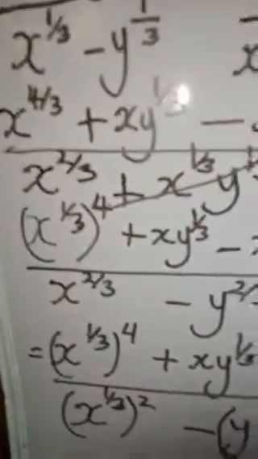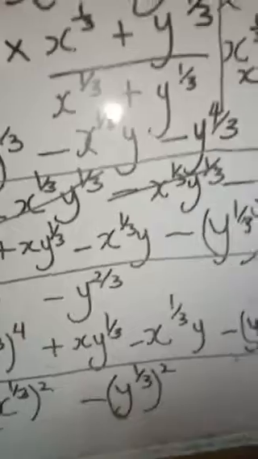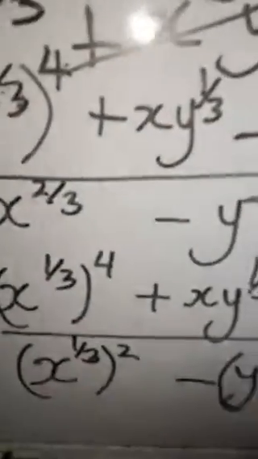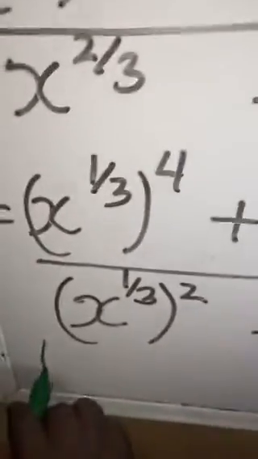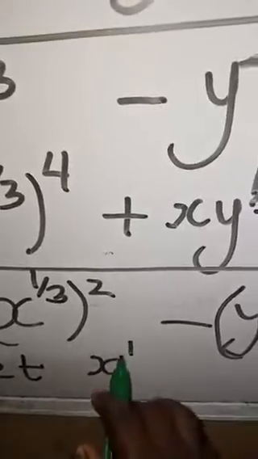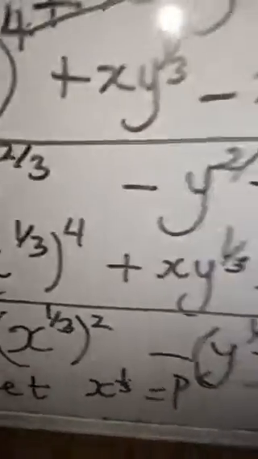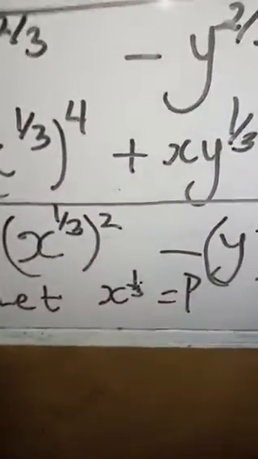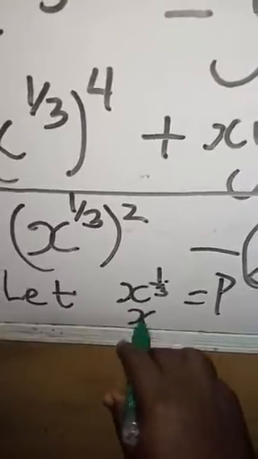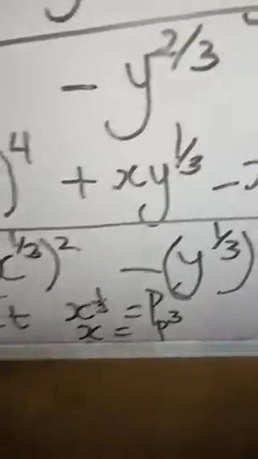So now, if you look at the numerator, x raised to power 1 over 3 is common. Then y raised to power 1 over 3 is also common. So I want to represent the two by a letter. Let x raised to power 1 over 3 equal p. Now, if x raised to power 1 over 3 is equal to p, cube both sides. If you cube both sides, x will be equal to p raised to power 3.